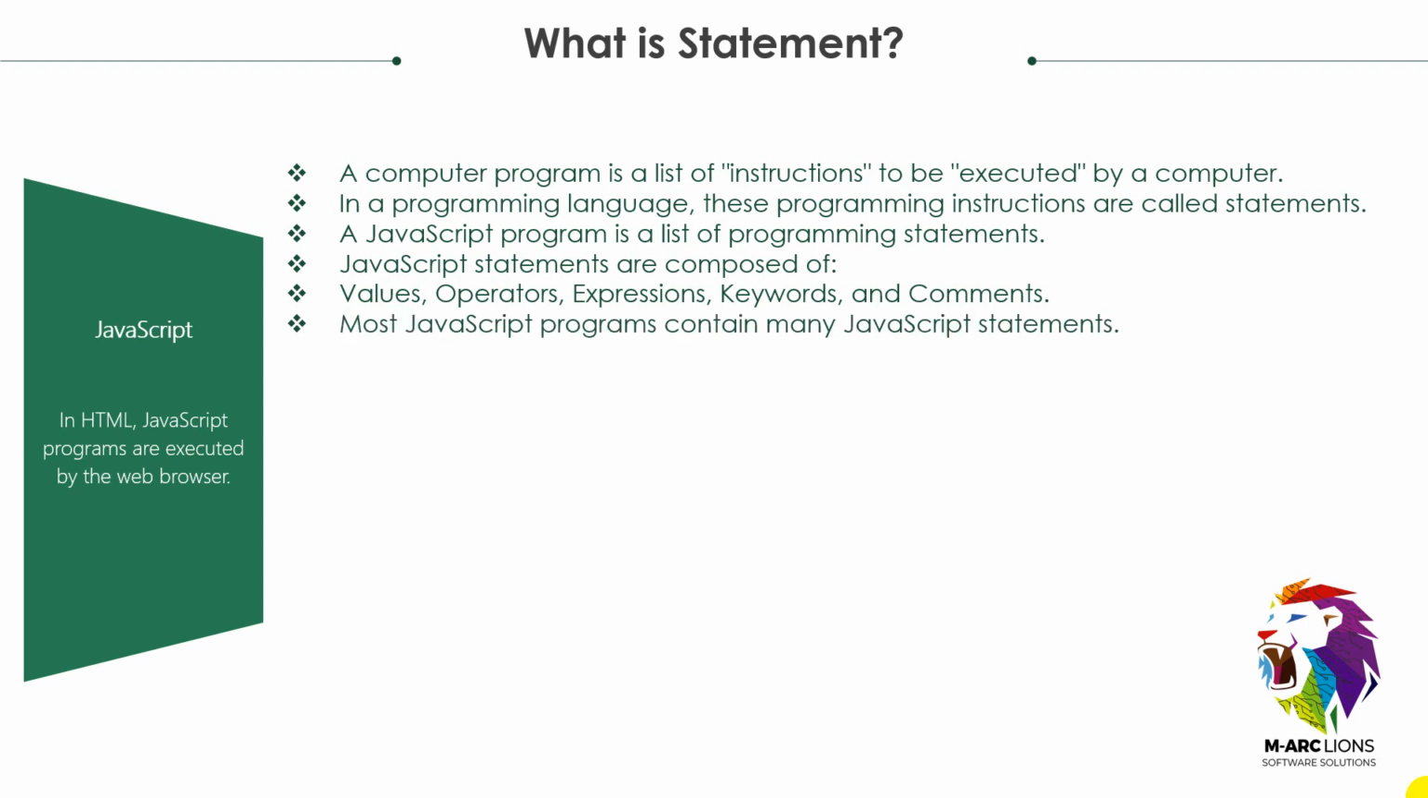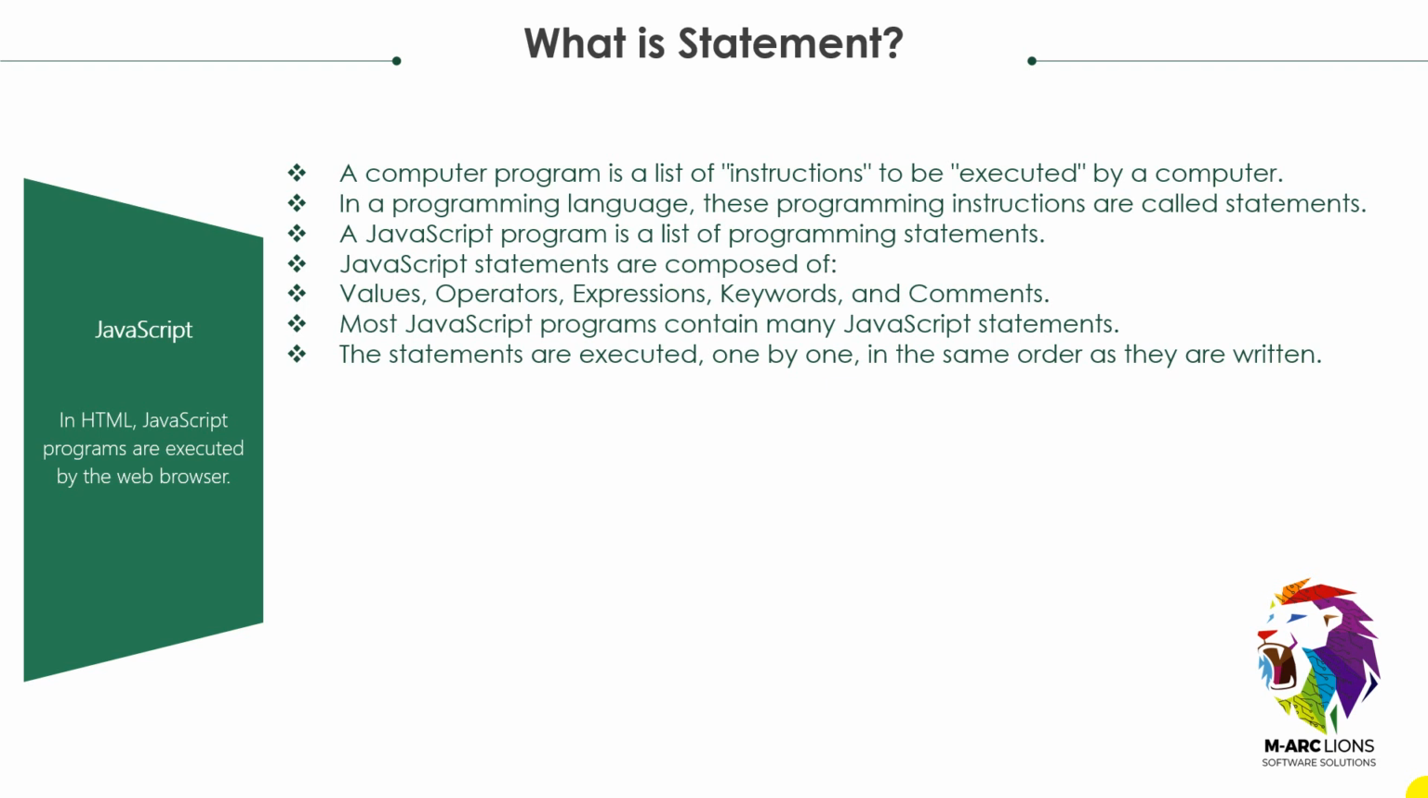Most JavaScript programs contain many JavaScript statements. They may be multiple. There is no limit that every JavaScript code has only one statement. The statements are executed one by one in the same order as they are written. Like if you have written 5 statements, one upon another, one line, second and third, the first line is going to be executed first, then second, then third, in the manner they are written.